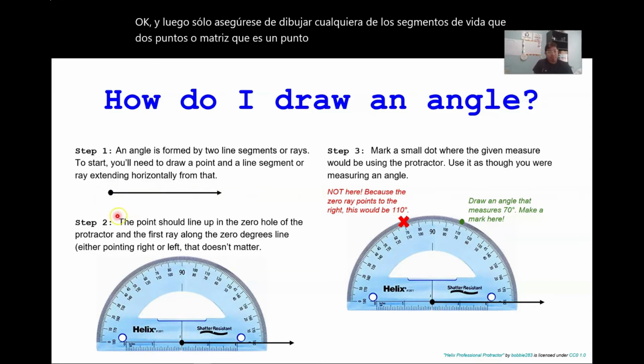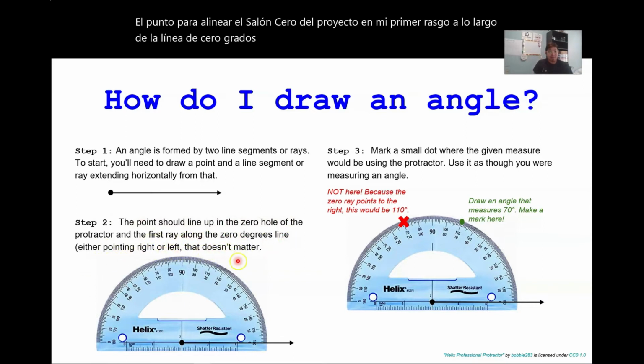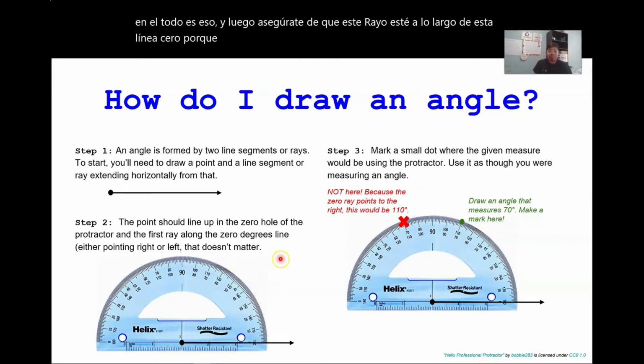Step 2, the point should line up with the 0 hole of the protractor and the first ray along the 0 degrees line, either pointing right or left, that doesn't matter. Okay, so make sure you put your protractor where the vertex in the hole is at, and then make sure this ray is along this 0 line because it starts at 0.